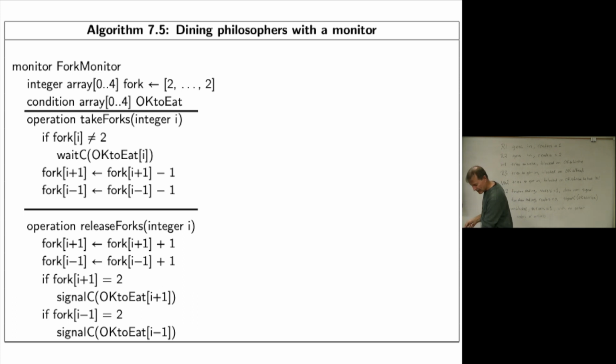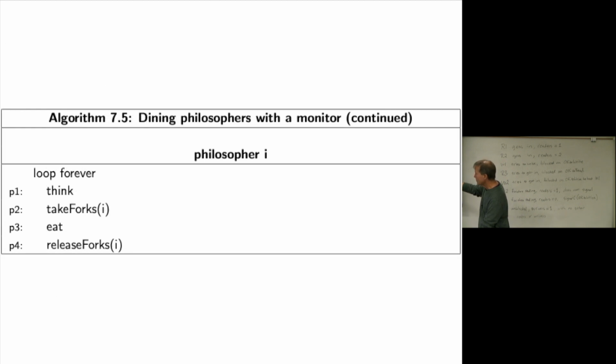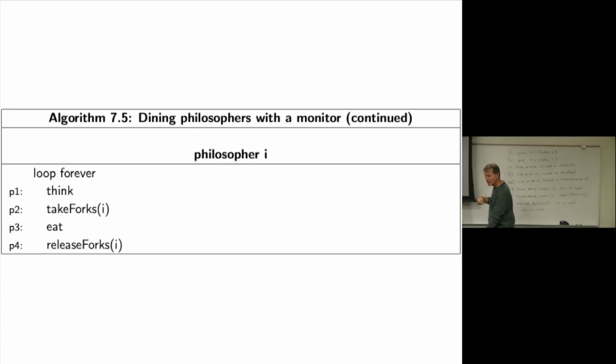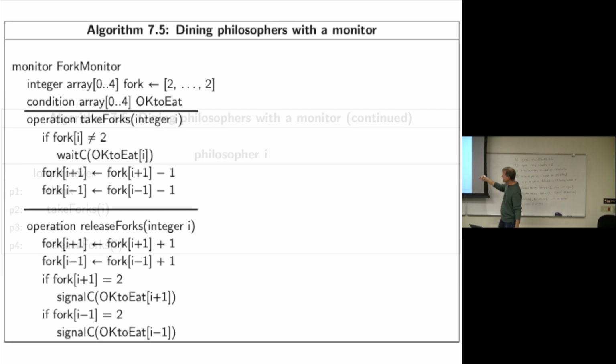Before we take a look at the solution, let's take a look at the code for philosopher sub I. What does he do? Loop forever. Think. And then he does take forks sub I. Now, what is I? That I is me. That's the index for philosopher sub I. And then eat. And then release forks sub I. So we just do that over and over and over again. Okay? And now look, what is the code for this?